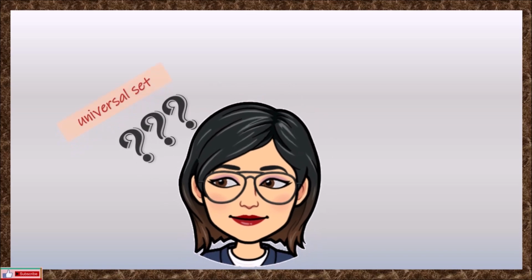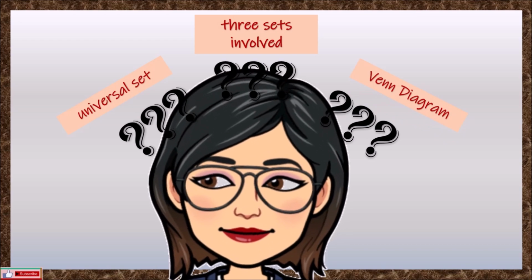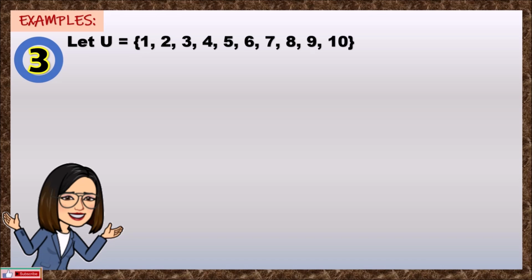What if we include the universal set and then there are three sets involved in our Venn diagram? What are we going to do? Okay, listen very well in this third example. Let U, or the universal set, be equal to the set of whole numbers less than 11. So we have those elements 1, 2, 3, 4, 5, 6, 7, 8, 9, and 10. And then set A is a set of odd numbers. We have 1, 3, 5, 7, and 9.